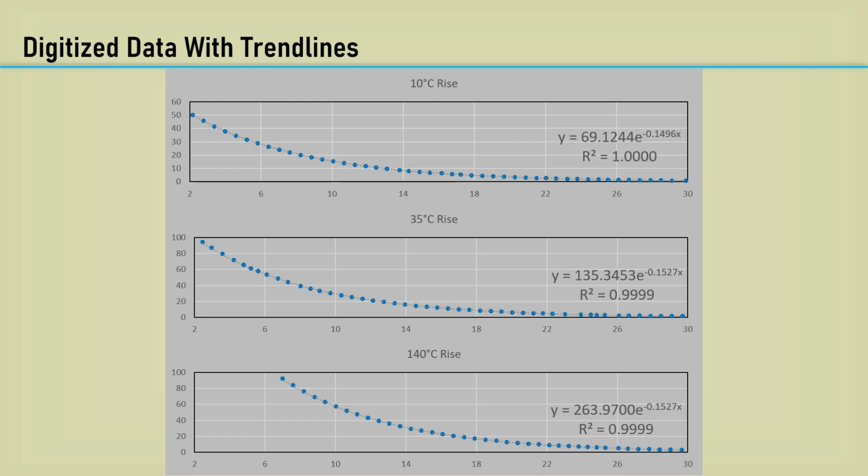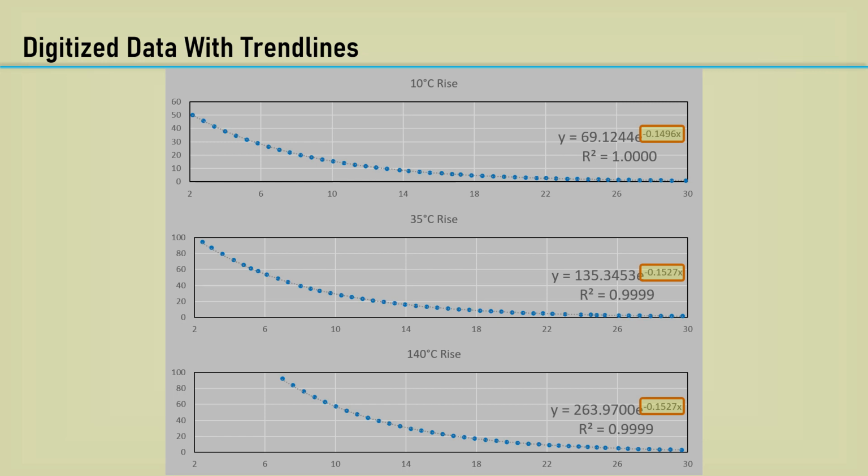The r-squared numbers are practically 1, which is as good as it gets. Notice the exponent for the 35-degree and 140-degree curves are the same out to 4 digits at negative 0.1527x. The exponent for the 10-degree rise is remarkably close at only 2% lower. So we can assume that all three exponents are the same, and therefore the only difference is the coefficient. Remember, this is only an approximation, so high precision is not necessary.